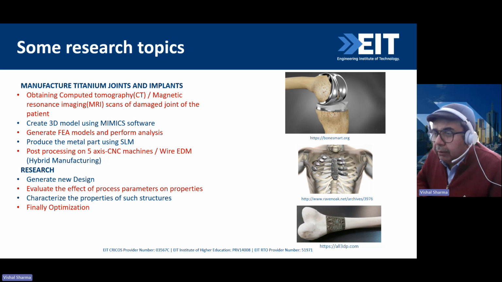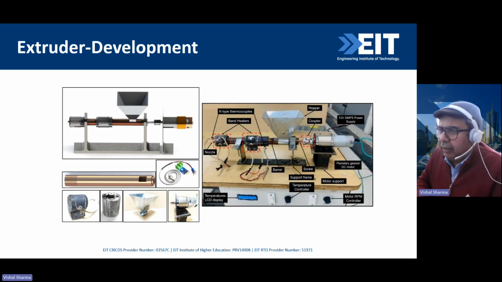Now this is something which we have developed in-house. We have developed an extruder. In the beginning, I showed you FDM, fused deposition modeling, where we use filament made out of PLA. Here, in-house, we have developed an extruder where we are able to produce filament. This development is not very expensive. We can get all the parts from the market, machine a few things, and then assemble it and make it work.